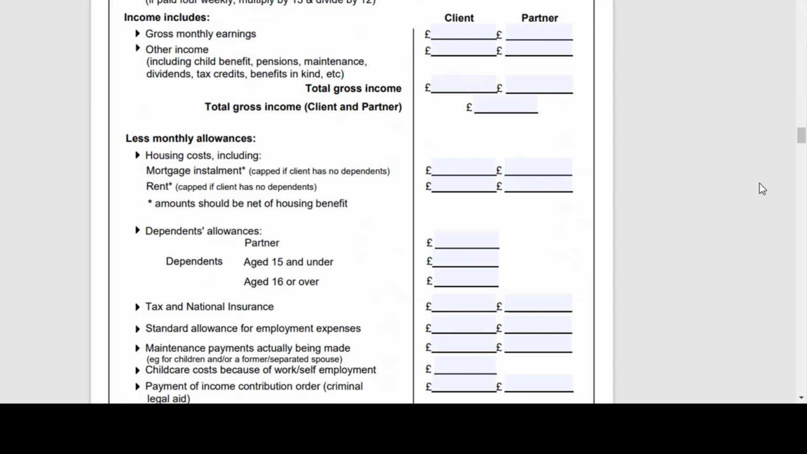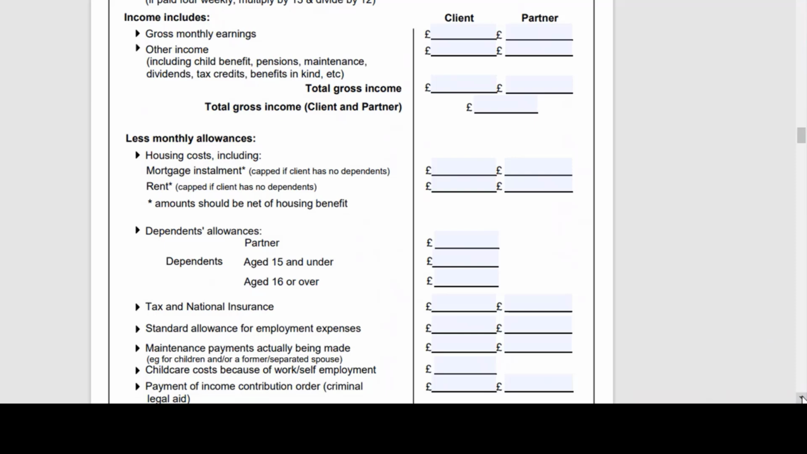So we'd expect to see their gross monthly earnings detailed on here, along with any other income. And when I mentioned having a note for the calculations, it's really useful to have that information broken down because it can get quite complicated when you're trying to work out what the client's other income might be. You would then calculate the total gross income for both the client and the partner, and you would ultimately end up with one figure that covers the income for the client and the partner.